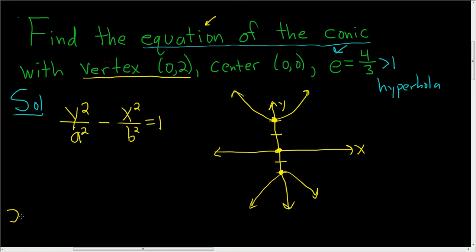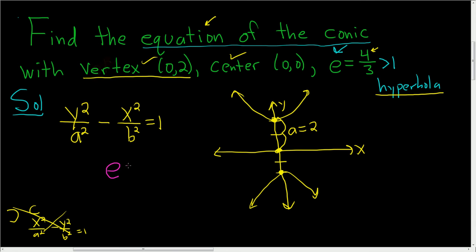If it had opened left and right, it would be x squared over a squared minus y squared over b squared equals 1. But it didn't. It opens up and down, and so the y comes first. This distance here is a, always by definition, and we know that this distance is 2. So we've pretty much used everything except the eccentricity. Well, we did use it to determine that it's a hyperbola. Now we're going to go back and use it one more time.